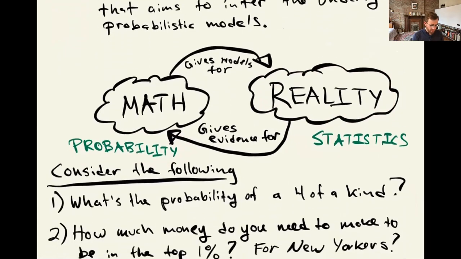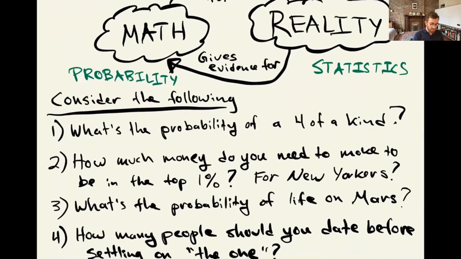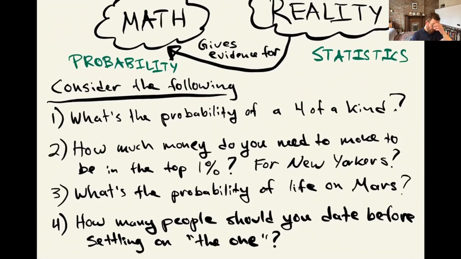So before our first breakout session, I want us to consider the following 4 questions, with the idea that each of them is going to illustrate some aspect of probability that we're going to study in this course. The first question is, what's the probability of a 4 of a kind? This means I've got a well-shuffled standard 52 card deck, and I am dealing you 5 cards.